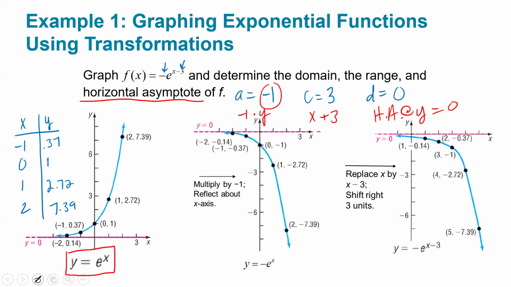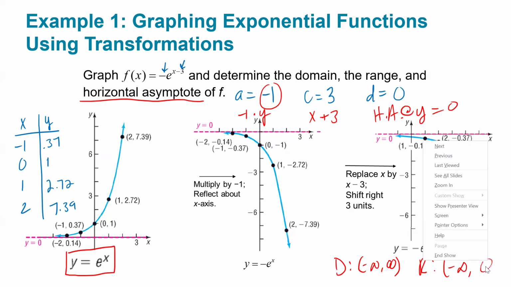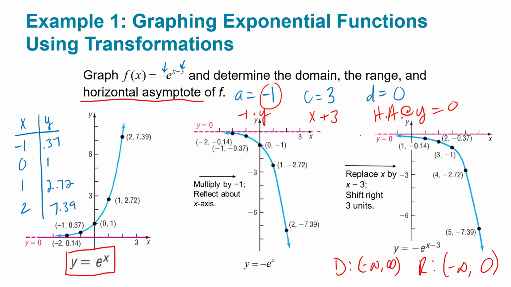All right, so looking at this, our domain is still negative infinity to positive infinity, but our range has changed. Our range from bottom to top, our bottom is going all the way down to negative infinity, and our top goes up to, where's our asymptote? To 0. This guy is a horizontal asymptote.